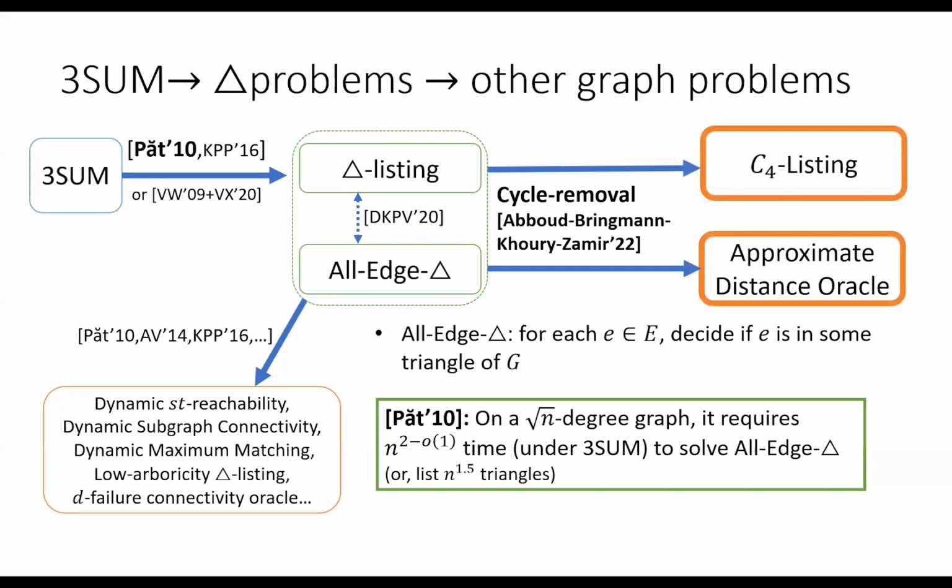Very recently, the paper by Abboud, Bringmann, Khoury, and Zamir from STOC last year showed 3SUM hardness for some new problems, including C4 listing and approximate distance oracles. They obtained these results by going from the OV triangle problem and using a new framework called cycle removal to perform this reduction. And in our work, we improved the results. Now let's take a closer look at these two problems.